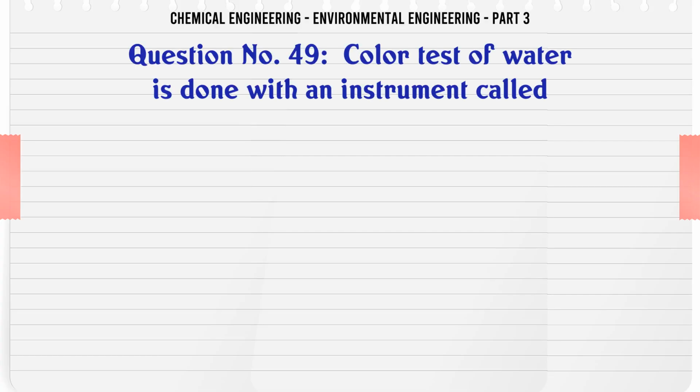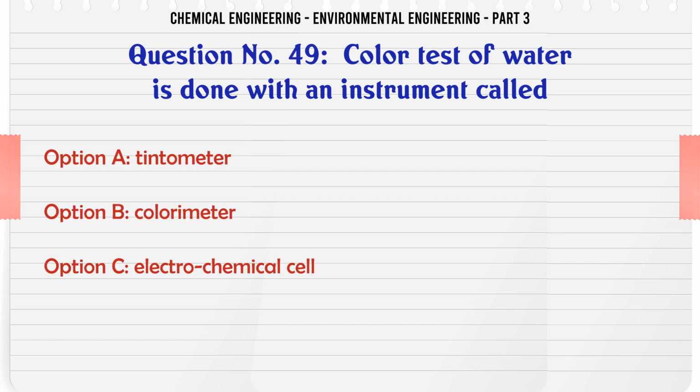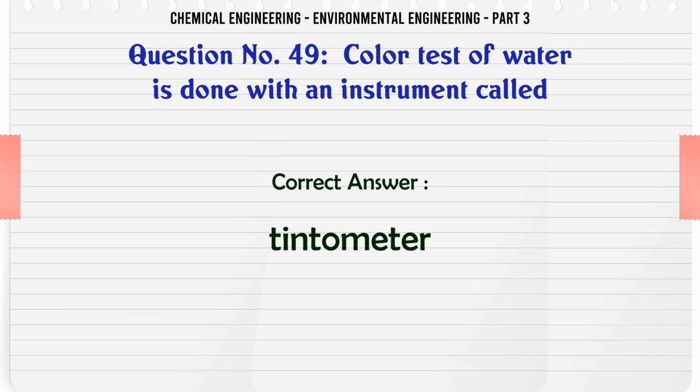Color test of water is done with an instrument called A. Tintometer. B. Colorimeter. C. Electrochemical cell. D. Turbidimeter. The correct answer is tintometer.